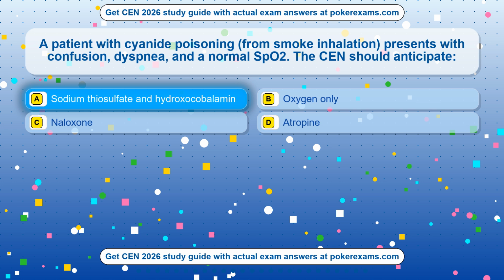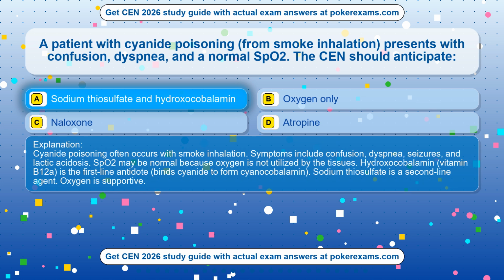Sodium thiosulfate and hydroxycobalamin. Cyanide poisoning often occurs with smoke inhalation. Symptoms include confusion, dyspnea, seizures, and lactic acidosis. SpO2 may be normal because oxygen is not utilized by the tissues. Hydroxycobalamin, vitamin B12a, is the first-line antidote; it binds cyanide to form cyanocobalamin. Sodium thiosulfate is a second-line agent. Oxygen is supportive.